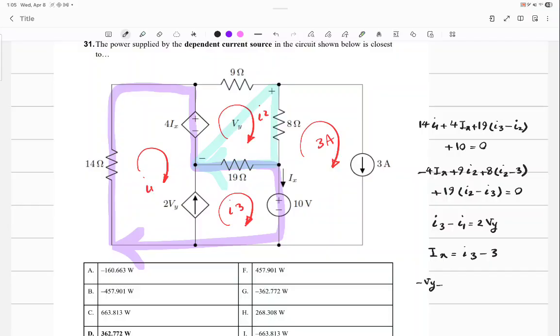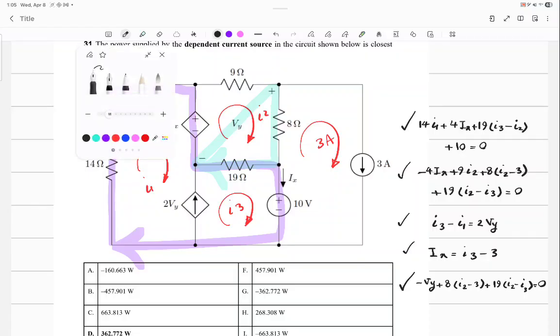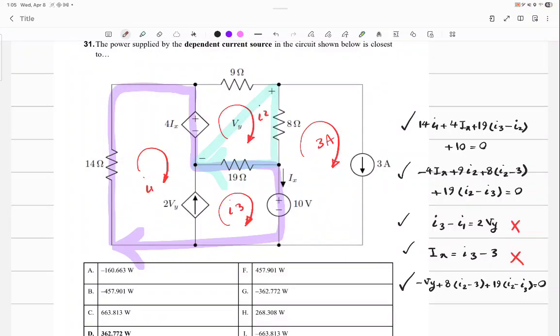Negative Vy plus 8 times (I2 minus 3) plus 19 times (I2 minus I3) equal to 0. 1, 2, 3, 4, 5 equations, 5 unknowns. You can get rid of 2 of them. See, 1, 2, 3, 4, 5. It's better to get rid of these 2 again. So you will end up with 3 equations, 3 unknowns, and you can answer. Okay? As I said, 31 is the last question, and it's usually the hardest one.